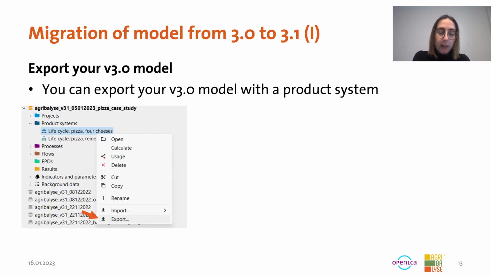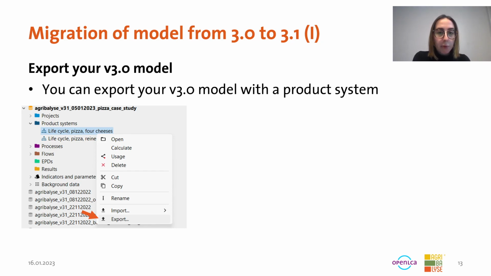So let's say you already are working with openLCA and AGRIBALYSE, how do you then migrate your model to the new version? First you have to export your model and then import it in the new database version. So you have your previous model here. We have, for example, a model for an LCA of a pizza.